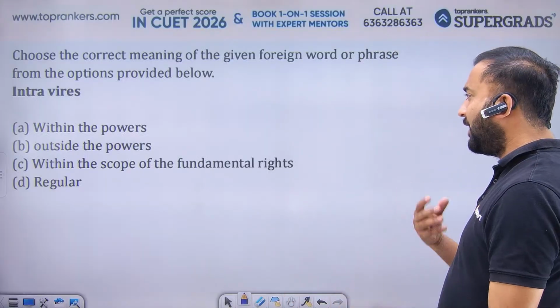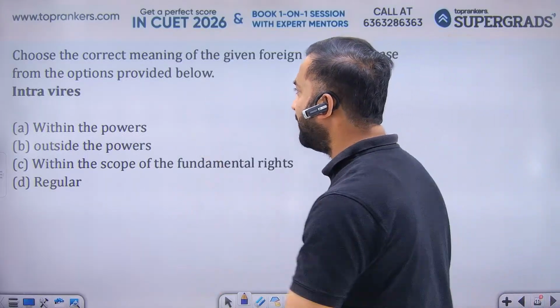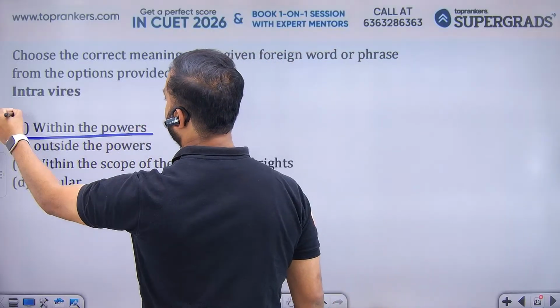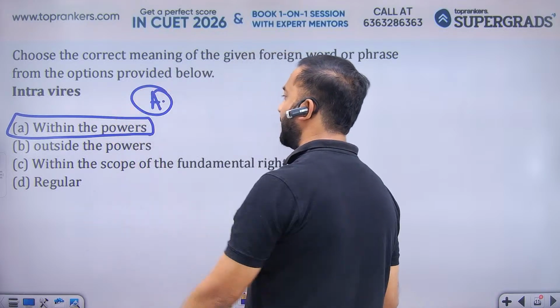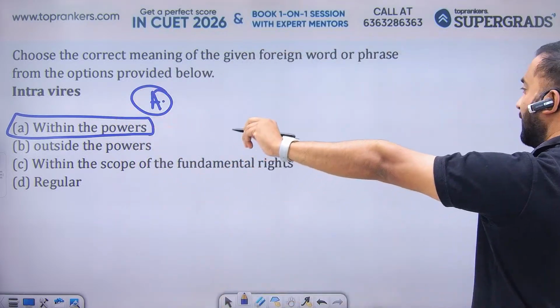So intra virus. Now, ultra was beyond the powers. Intra is within the powers. It is within the powers. So A must be the correct answer here.